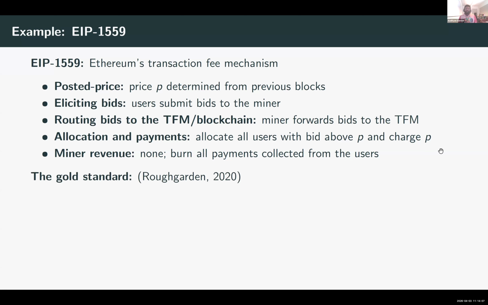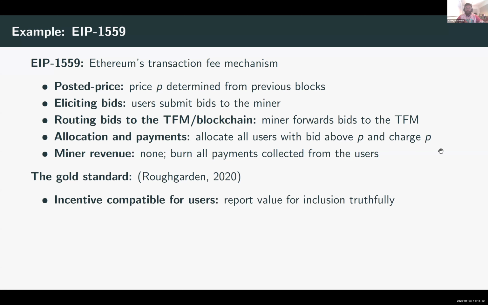Right. So starting with the seminal work of Roughgarden in 2020, he argues that EIP 1559 is the gold standard in the following sense. He argues that this really simplifies bidding for users in the following ways. It is incentive compatible for users, in the sense that users don't have to be strategic in the way they participate in this mechanism. As long as they're willing to pay P, they just bid whatever their value for inclusion is, and then they'll get included.